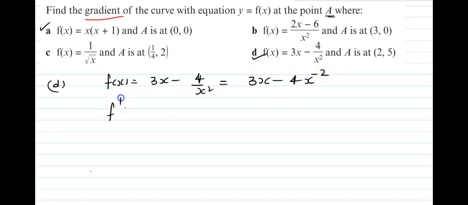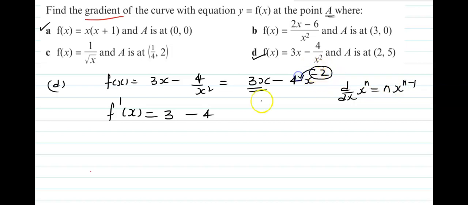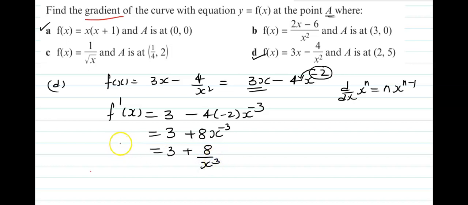Once you differentiate f dash x, differentiation of 3x is 3. Then there is a minus sign and 4 is there, and using the rule d over dx of x to the power n is n x to the power n minus 1, this minus 2 comes forward here, so minus 2 and x to the power minus 3. So we get 3 plus 8 x to the power minus 3, or you can write 3 plus 8 over x to the power 3. So this is our f dash x.